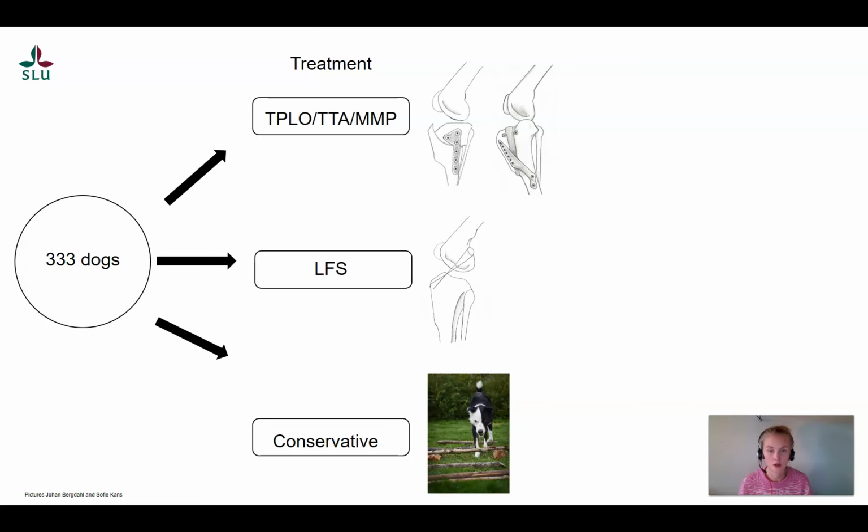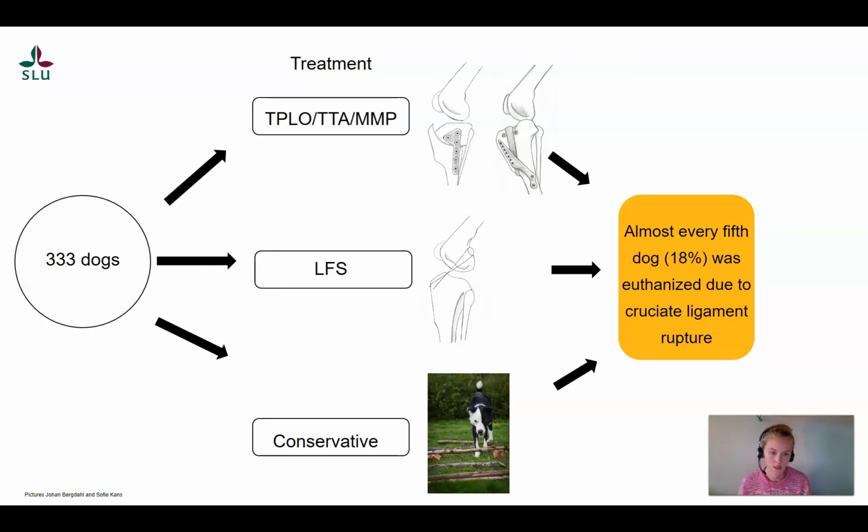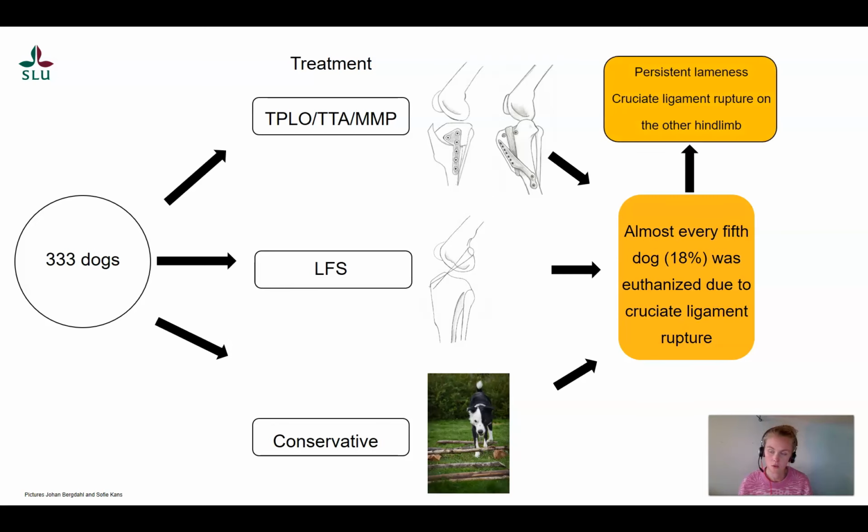And these procedures are called osteotomies, and were grouped together because they are quite similar, all 3 of these procedures. And we also had a group with dogs treated with lateral fibrotibial suture, the LFS procedure, and also a group of conservatively treated dogs, treated without any surgery. We could see a few years after the treatment, when we did a follow-up, that almost every 5th dog was euthanized due to cruciate ligament rupture. And the most common reasons for this were persistent lameness or cruciate ligament rupture on the other hind limb.